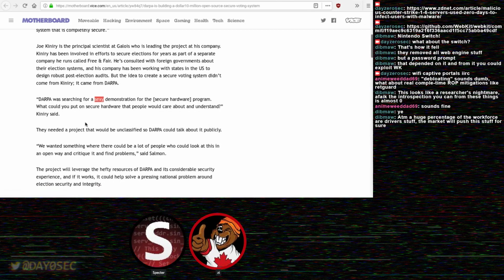I think the report actually indicates DARPA was searching for a sexy demonstration of the secure hardware program. What type of hardware could they build that people would understand and care about? So that's where they came up with the voting machine rather than, I think their other example is like a radar thing, but they wanted something that would be declassified that was kind of practical. So it sounds like there's a lot more invested into this than just what they're talking about, but this is kind of like their attempt to have some application of it that isn't classified that's actually useful.